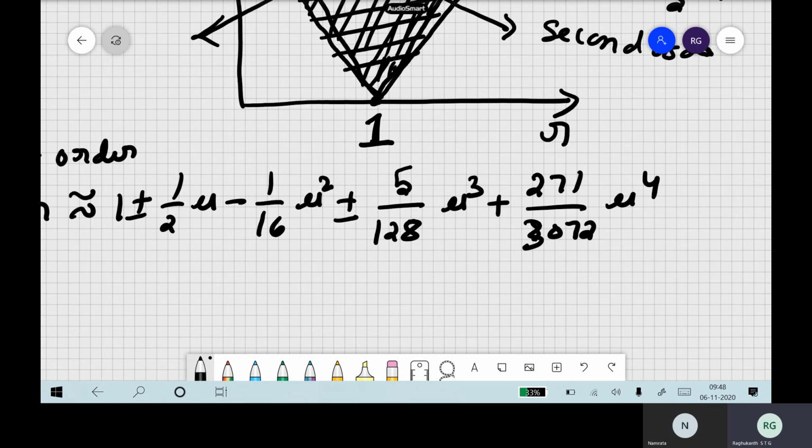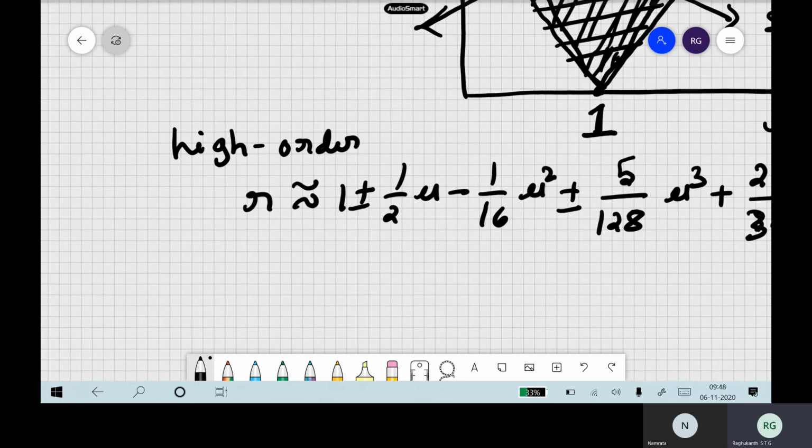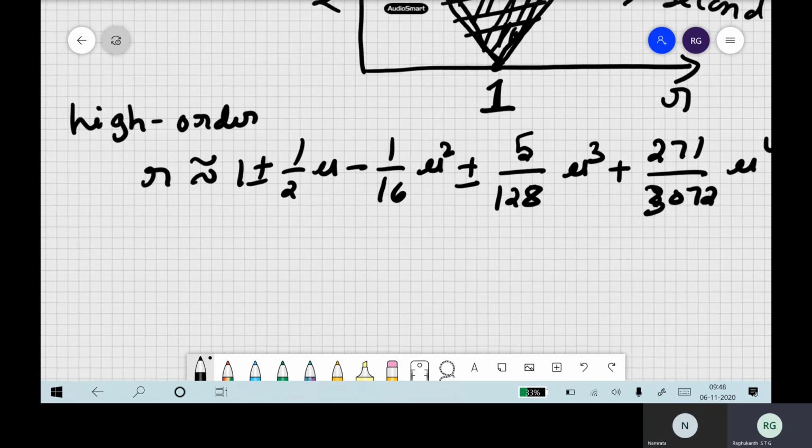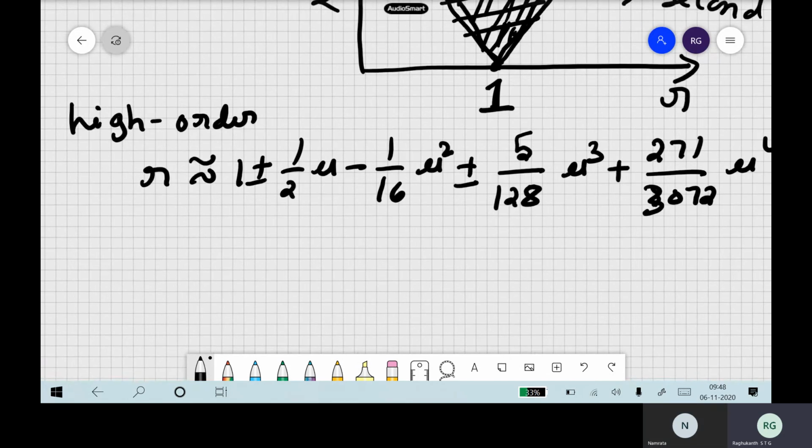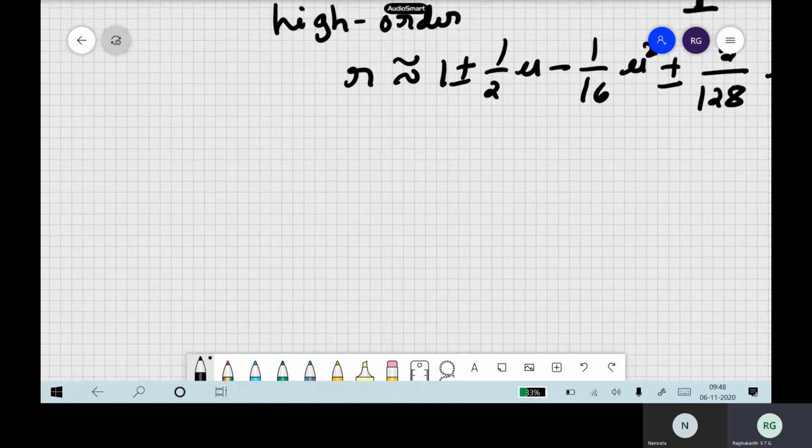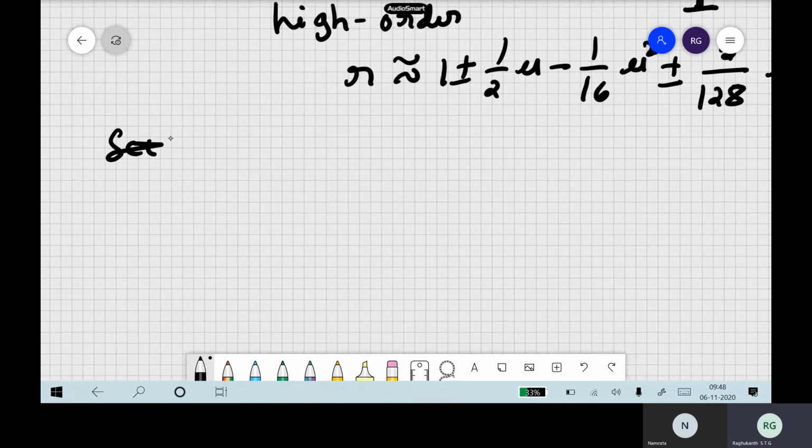But as long as mu is very, very small in amplitude, you can decide the first order term itself may be fine, or second order. Of course, if mu is very large, then you may have to consider the higher order terms in the series itself. Like this, you can do. So this is for the first region. Now the second stability region. Whatever we have done is for the first region.